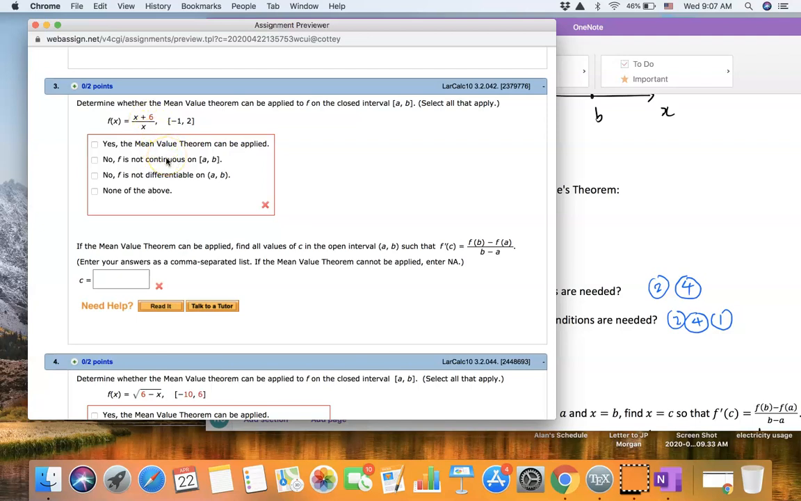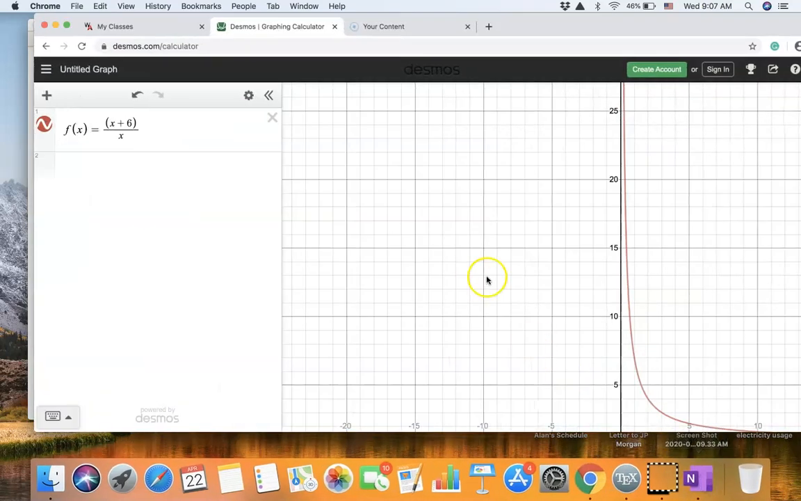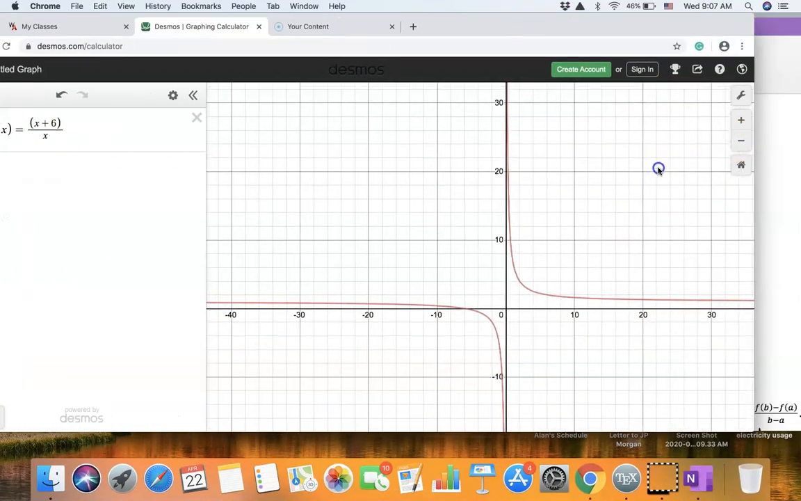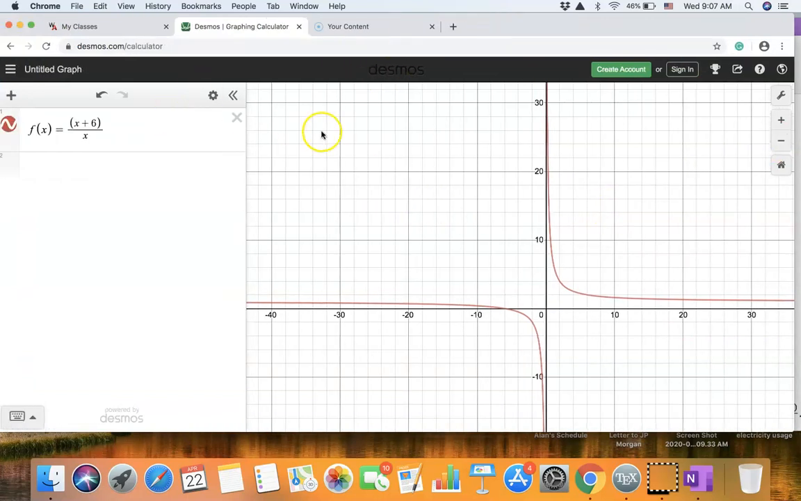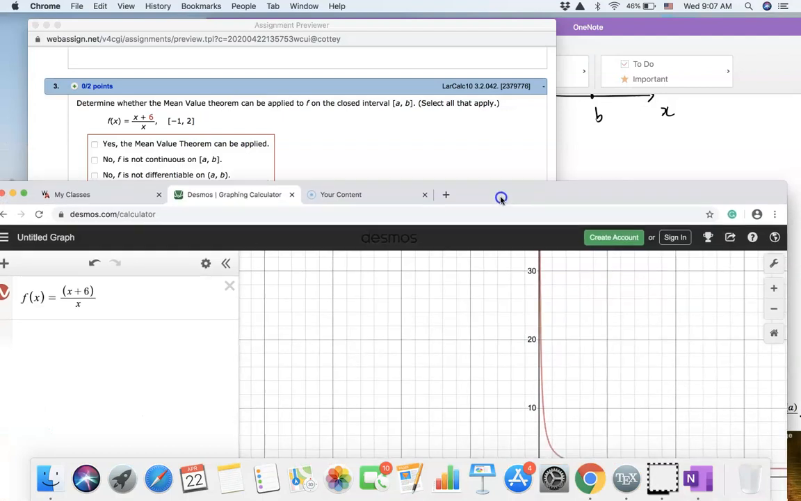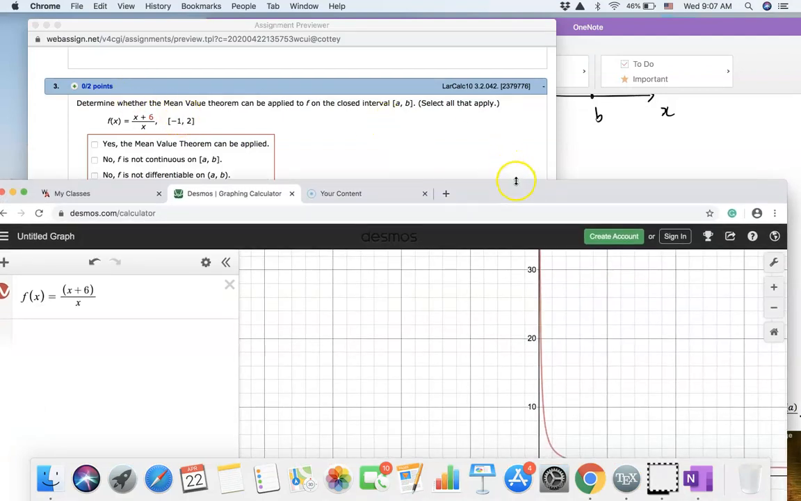Now the question is, how can we know this? How can we know whether the function is continuous and differentiable? There are two ways we can do this. The first way is if we can graph the function, and then we can know this information from the graph. So let's first graph this function and look at the graph to see if the function is continuous and differentiable from -1 to 2.